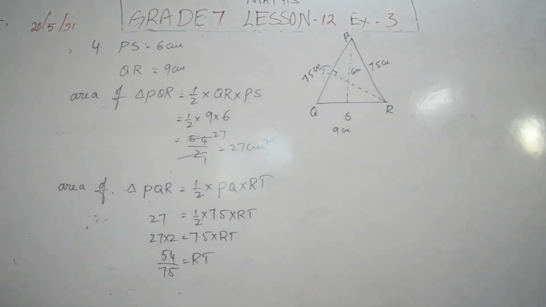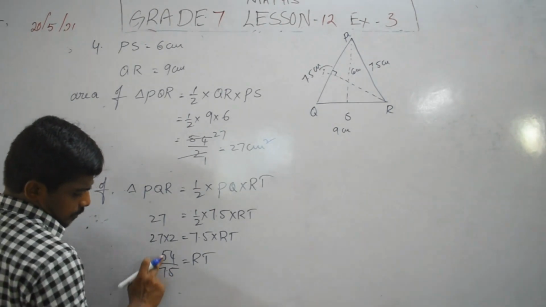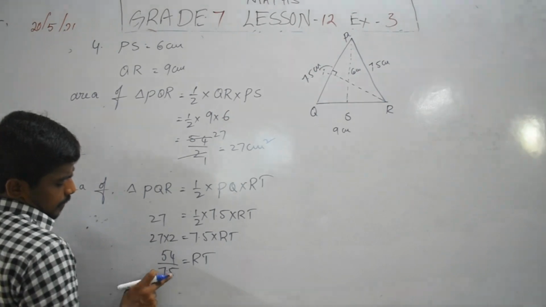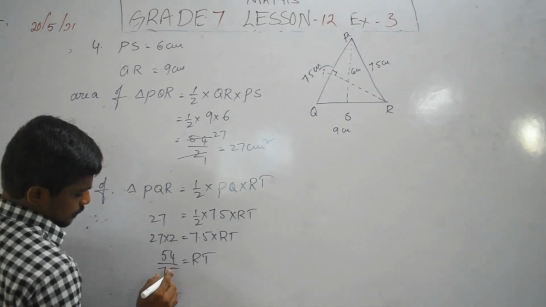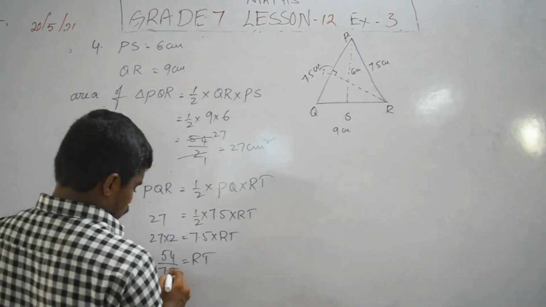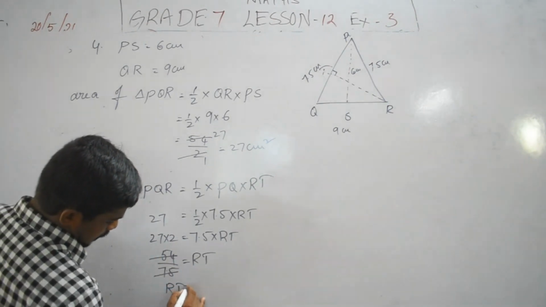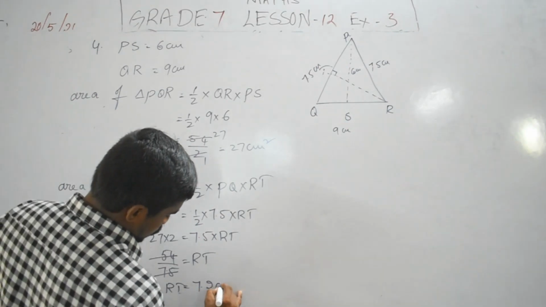So now your cancellation, how much? 10, both sides we are multiplying by 10, 7.2, some 49, 5 35. So 7 r t equal to 7.2 centimeters.